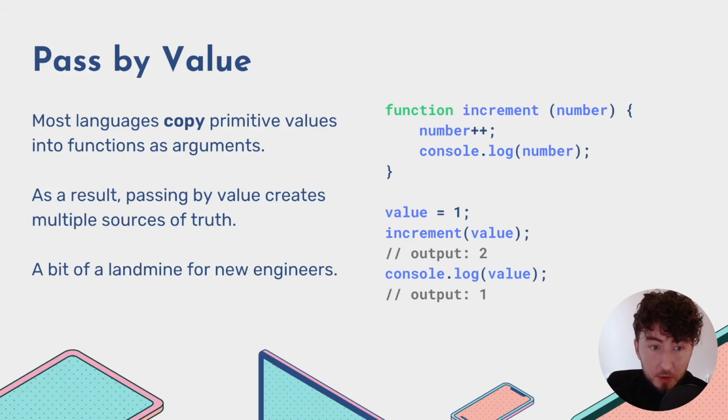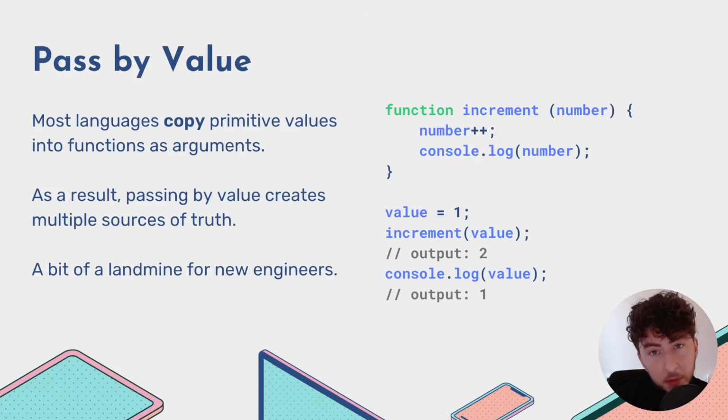So the first thing I'm going to talk about is pass by value, right? Most languages, when you call a function and you provide an argument to the function that's a primitive value, say a number, for example, the number is actually copied into the function, right? So you have 2 copies of your number, the copy outside the function and the copy that gets passed in as the argument. As a result, you might not have thought about this before, but passing by value, in this case copying the value into the function, actually creates multiple sources of truth.